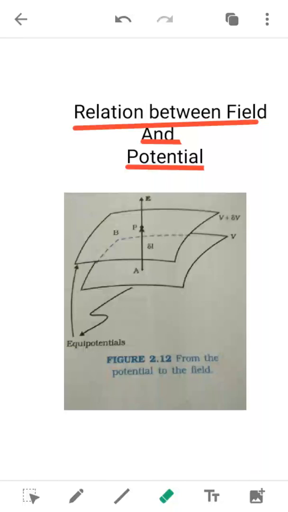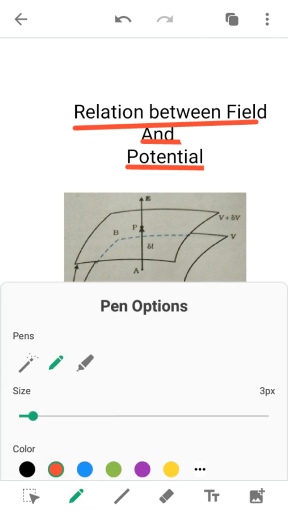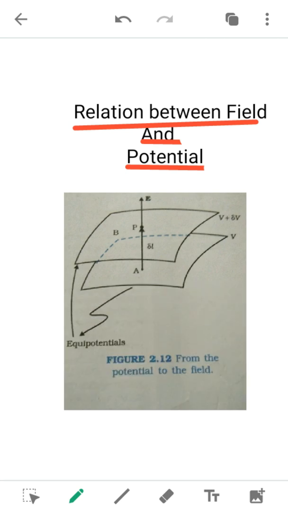So next we will see the relation between field and the potential. From the diagram here, we see two equipotential surfaces A and B. On the surface A, the potential is taken as V, and on the surface B, the potential is taken as V plus delta V.